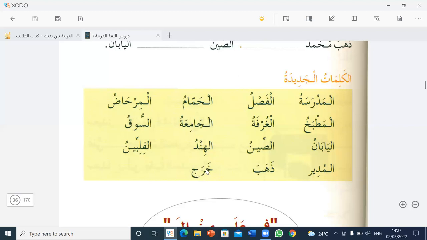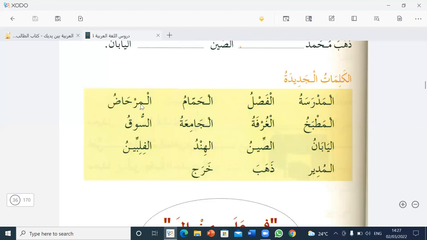He left. Went out. That's Haraja. Here is Haraja. Haraja, he left. So he went out. Went out, okay. He left or he went out. He went out. He left or he went out. Yeah. Okay.